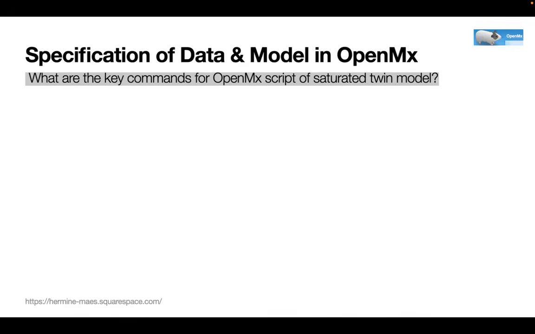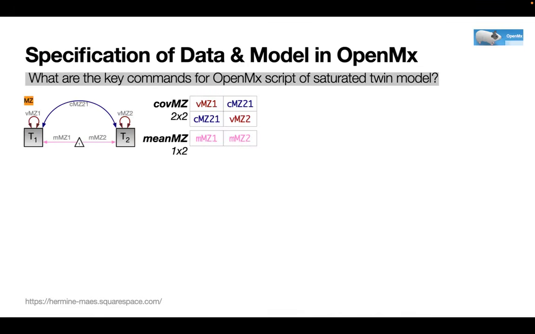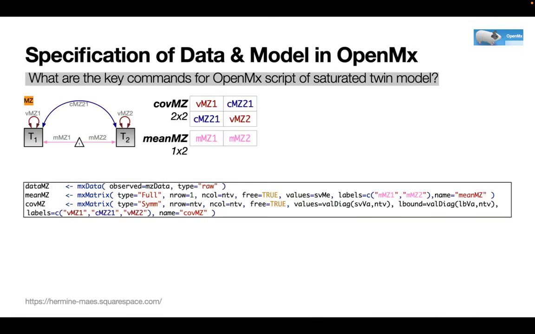So how do we specify the data as well as the model in OpenMX, and what are the key commands that we need to use to fit this saturated twin model? Here I've recreated the path diagram for the MZ group, but color-coded some of the paths to make it easier to map it onto how this translates into the expected means and the expected variance-covariance matrix, which we then translate into a couple of OpenMX commands.